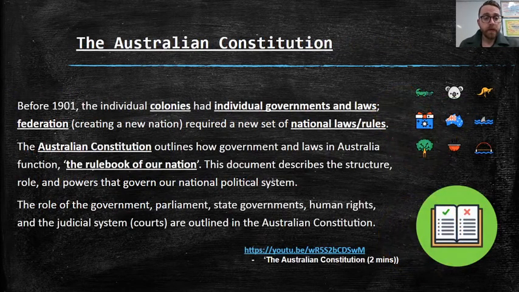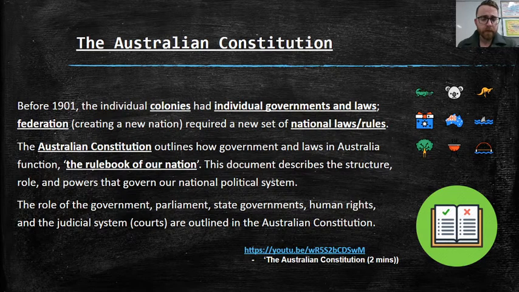So, before 1901, which is when Federation happened, hopefully you remember that from last lesson, we had individual colonies. There was no Australia. We had Victoria, New South Wales. There were all these little mini junior countries. And those individual colonies had individual governments and laws. So each one had their own different laws and rules. In Victoria the legal drinking age might be this, and in South Australia it might be this. So different rules. Federation required a new set of national laws and rules.